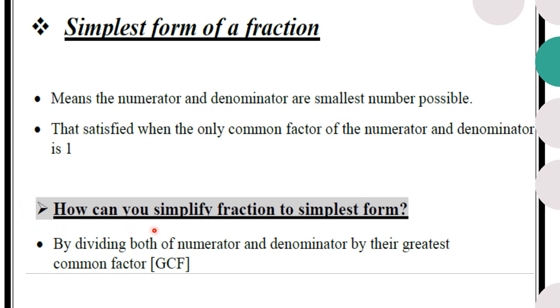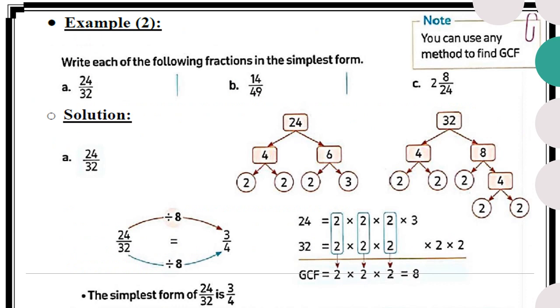Now, how can you simplify a fraction to simplest form? By dividing both numerator and denominator by their greatest common factor. So to make the fraction in simplest form, we need to find the greatest common factor. And remember, we have 3 methods to find the greatest common factor. The first method is factorize or tree chart.